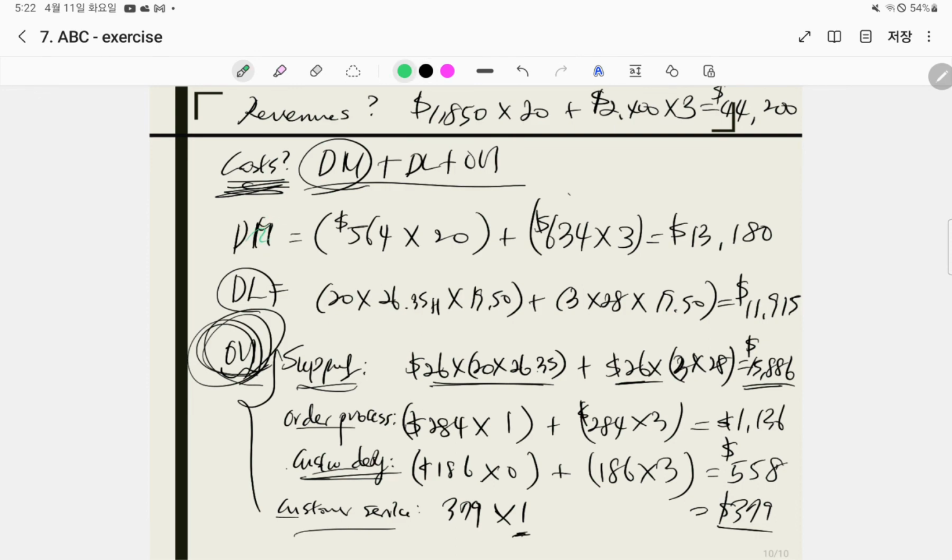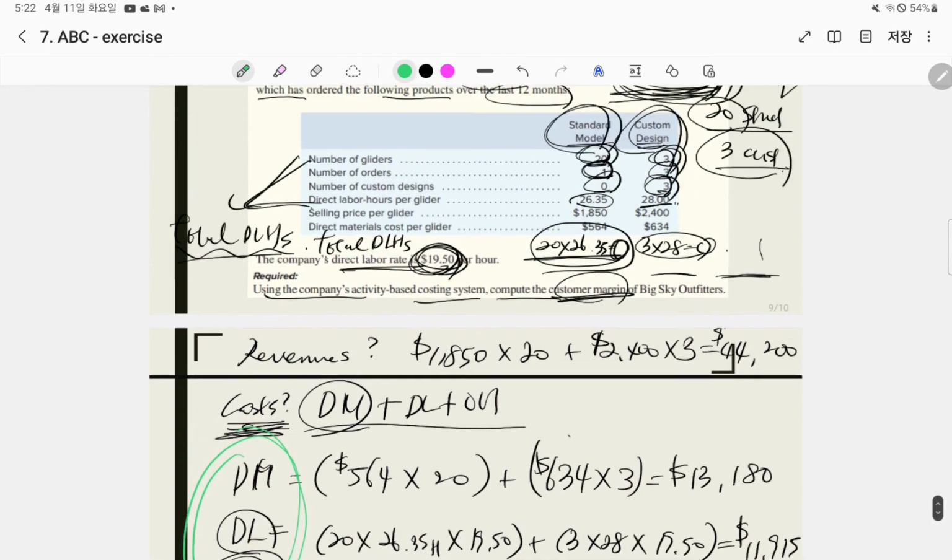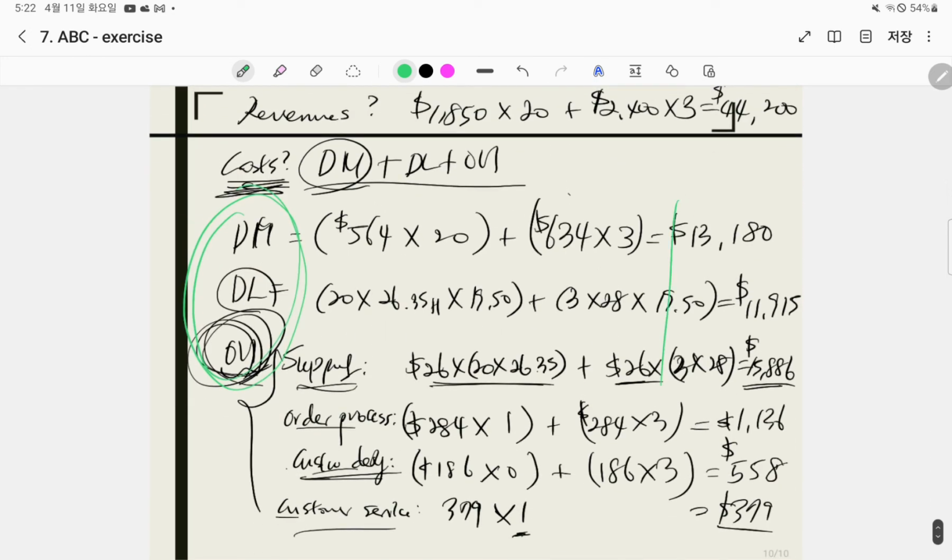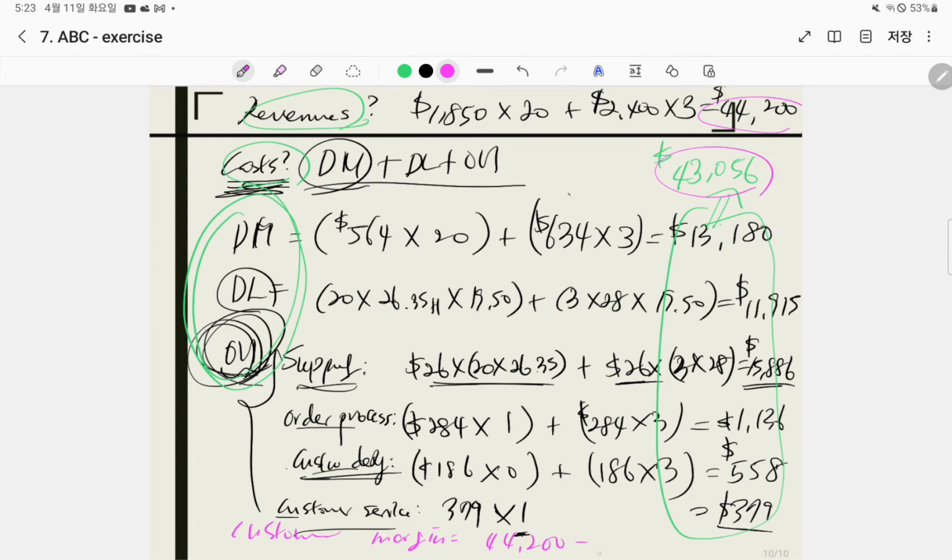So in total, cost of Big Sky Outfitter is $43,056. Okay. Then revenue minus cost is customer margin. So customer margin is 44,200 minus $33,056. So it is $1,144.